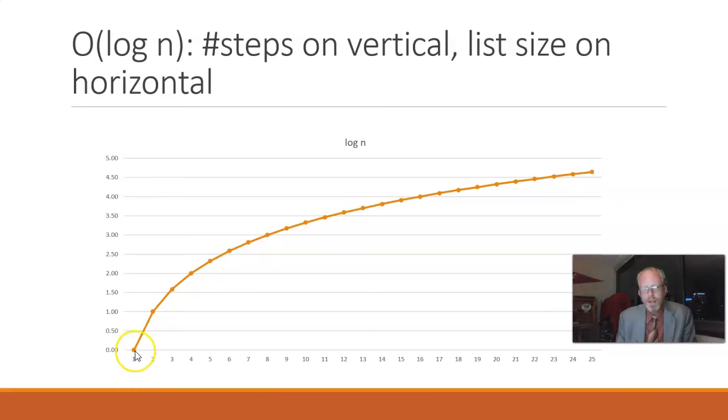So 1 is 2 to the power of 0. 2 is 2 to the power of 1. 4 is 2 to the power of 2. 8 is 2 to the power of 3, and so on and so forth. 16 is 2 to the power of 4. So you can see how this logarithmic function is increasing time to process as our list gets longer, but the increase is increasing at a decreasing rate.